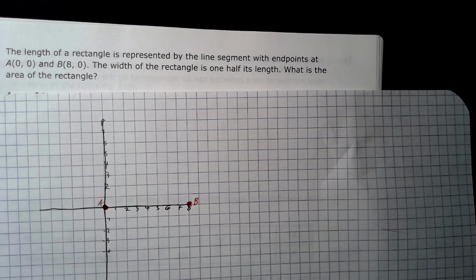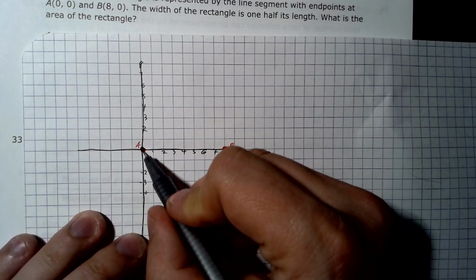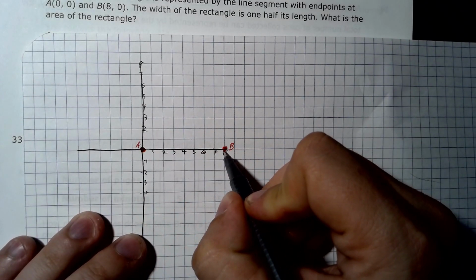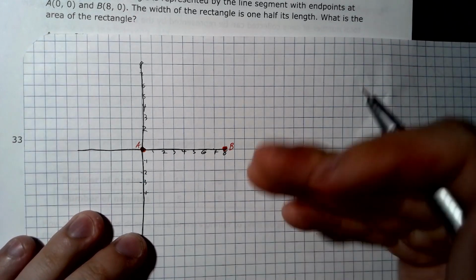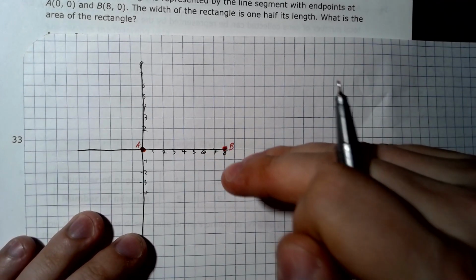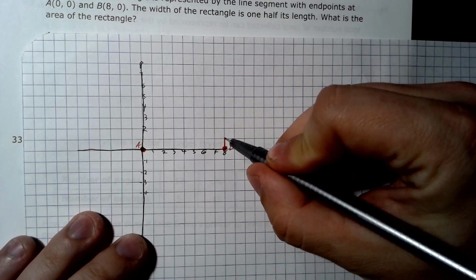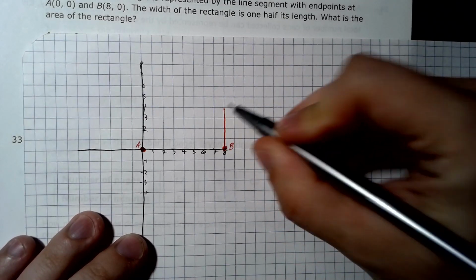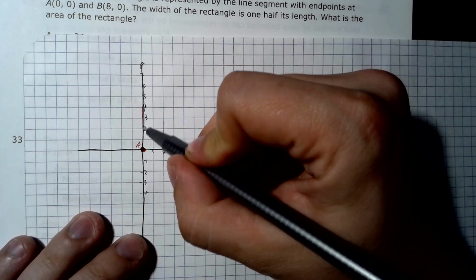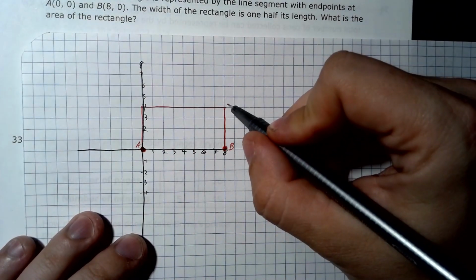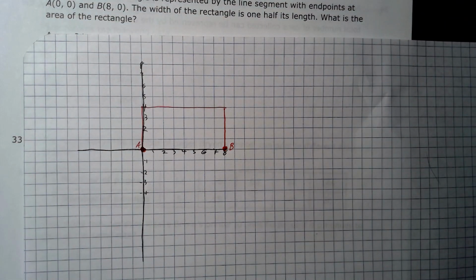So first, we need to figure out how long this rectangle is. This rectangle is 1, 2, 3, 4, 5, 6, 7, 8 spaces long. So the width is going to be 1/2 of its length. So 1/2 of 8 is going to be 4. 1, 2, 3, 4. This is a reasonable space to put the remaining 2 points of this rectangle.